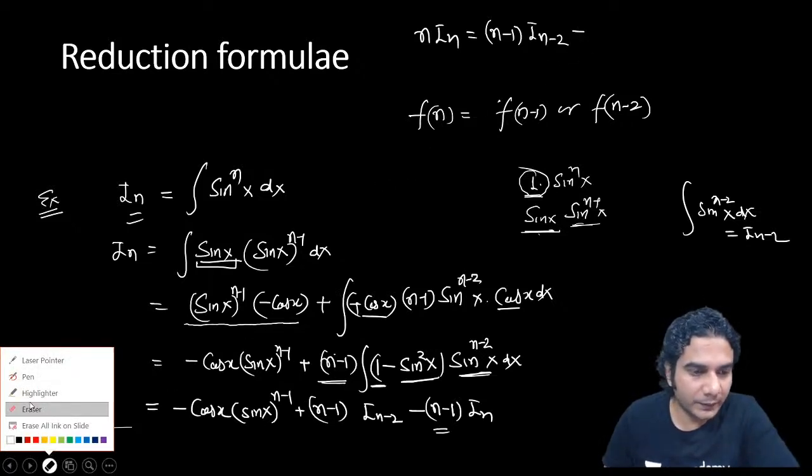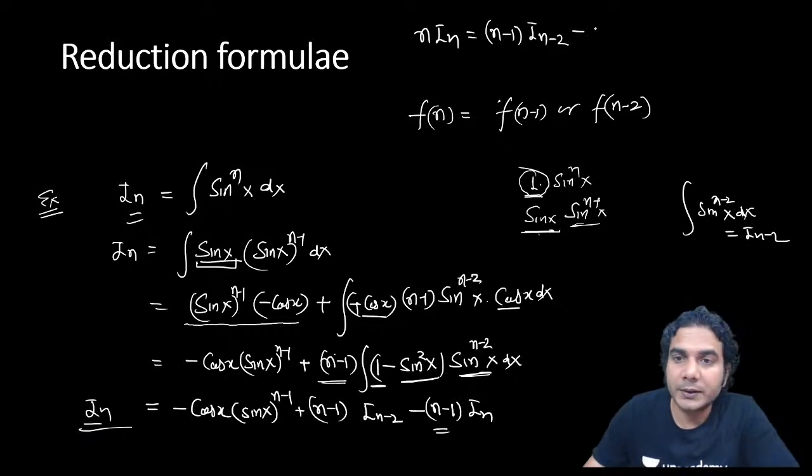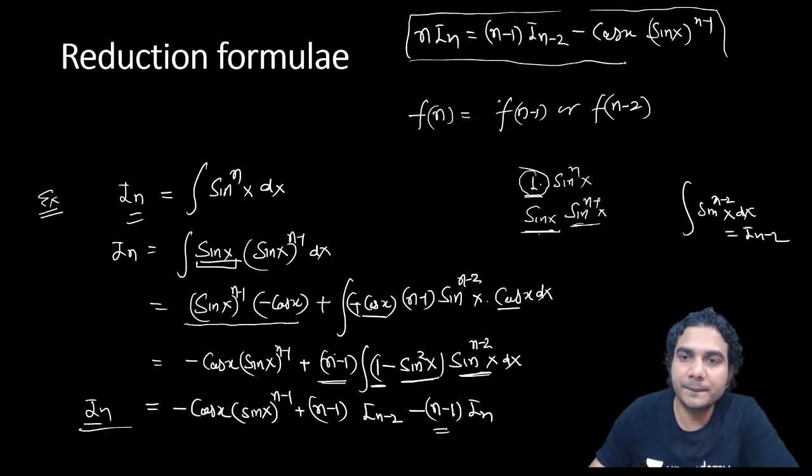equal to n minus 1 times I_{n-2} plus this, minus this term also, minus of cos x into sin x raised to n minus 1. This will also be there. So this is going to be the answer, right? This is going to be the answer.